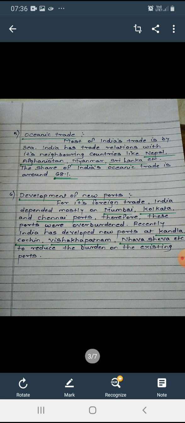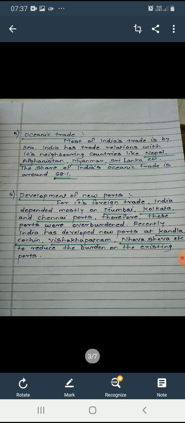Okay, now the next point, the last point: development of new ports. Just now we saw in the earlier point that India's foreign trade is mainly conducted through waterways. So it is very important to develop ports at the seashore. Earlier there were only three ports which helped India to conduct foreign trade, but recently many more ports have been developed. India has developed new ports at Kandla, Cochin, Vishakhapatnam, Navashiva, etc. to reduce the burden on the existing ports.